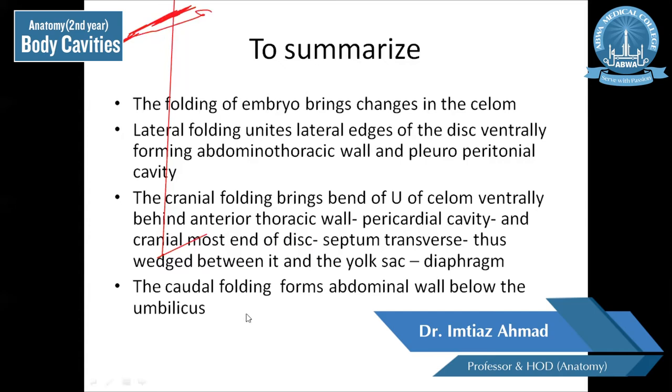So, in a nutshell, the splitting of the lateral mesoderm forms a U-shaped cavity along the edges of the embryonic disc. The limbs, after lateral folding, would form the abdominal cavity known as the peritoneal cavity, and the cranial folding would bring the cranial-most end of the embryonic disc forward and anteriorly, and that would form the pericardium. And the most cranial edge of the embryonic disc is called the septum transversum. So that comes wedged between the pericardial cavity and the cavity of the abdomen, known as the peritoneal cavity, and that would form the diaphragm.